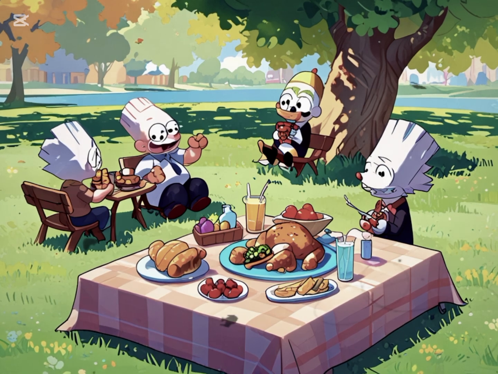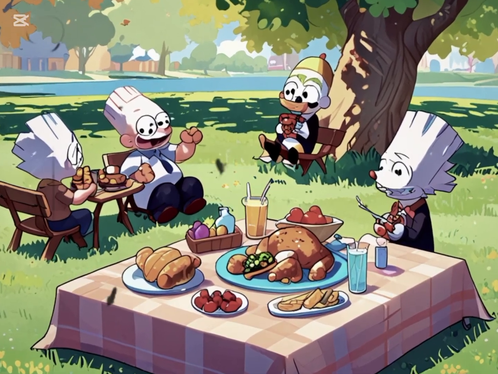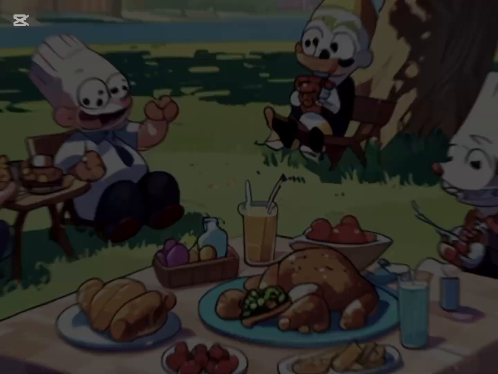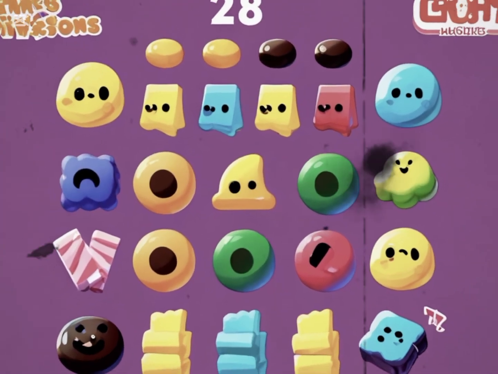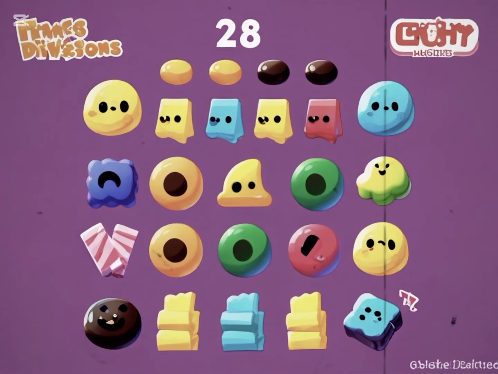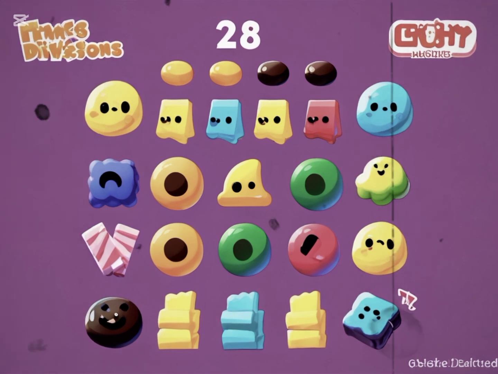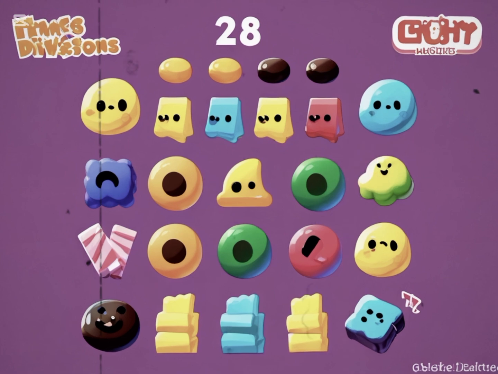Crispy and Bubbly track down Professor Split at the Division Temple, where he plans to divide the world into countless parts. With their knowledge of division, Crispy and Bubbly confront Professor Split. Division is not about endless splitting. It's about balance, fairness, and making sure everyone gets a fair share.